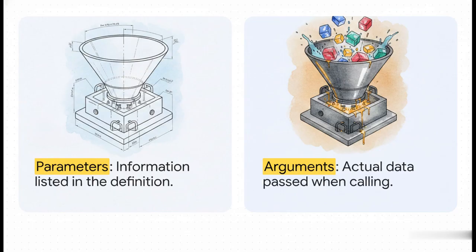Arguments, on the other hand, are the actual real pieces of data you pass into the function when you call it. And by the way, the difference between these two is a very common interview question, so absolutely mentally anchor this concept for sure.